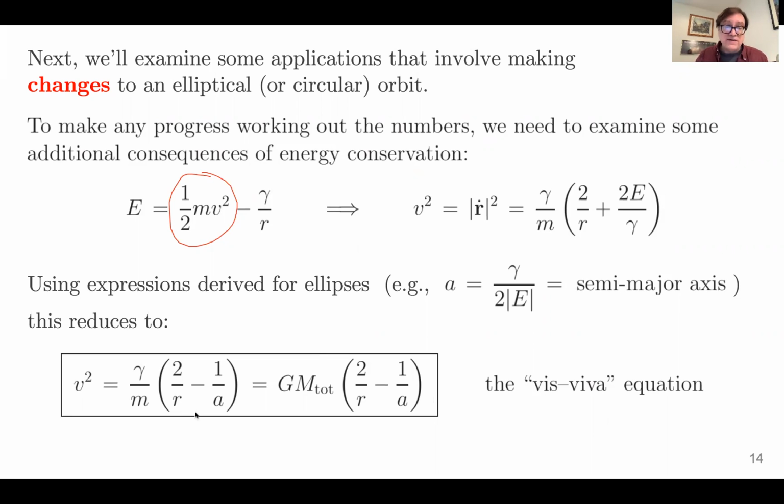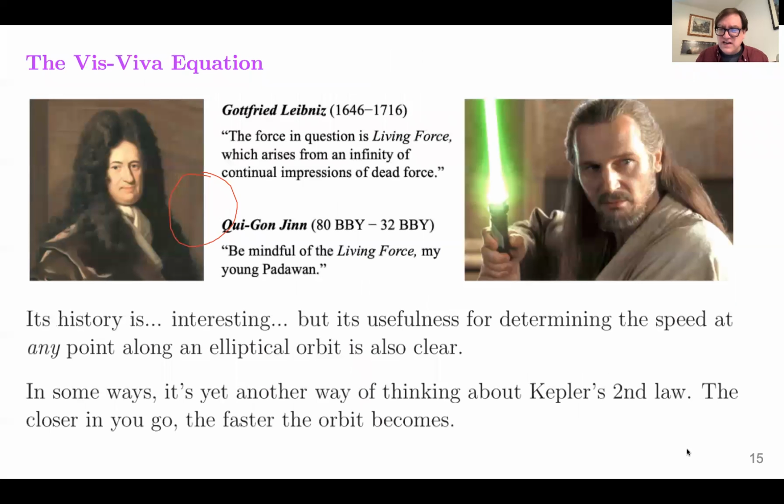compact way of thinking about how the velocity varies at different points r along an elliptical or a circular orbit. This is called the Vis-Viva equation. In Latin, that means the living force, and it's got a really strange history going back to the 1600s when people still didn't quite understand equations of motion. They had ideas of living force versus dead force, acceleration versus friction. They didn't quite have the terms for all this stuff yet.